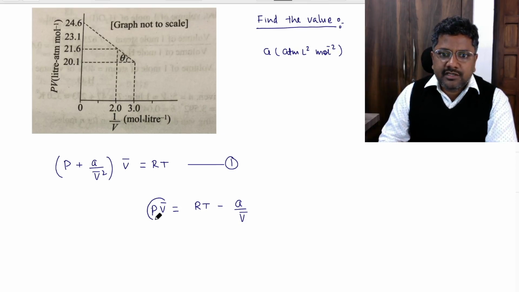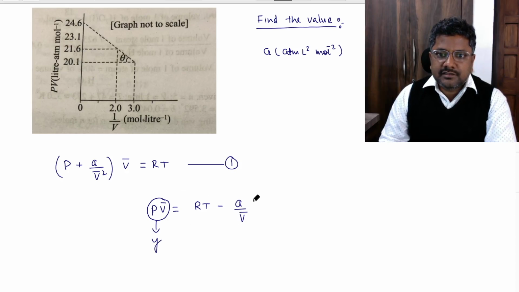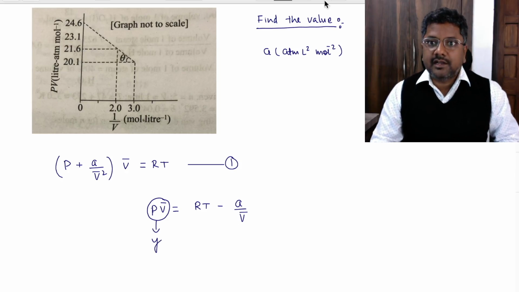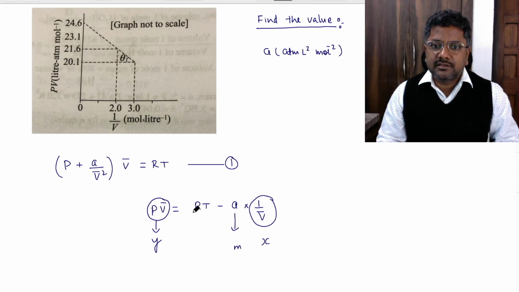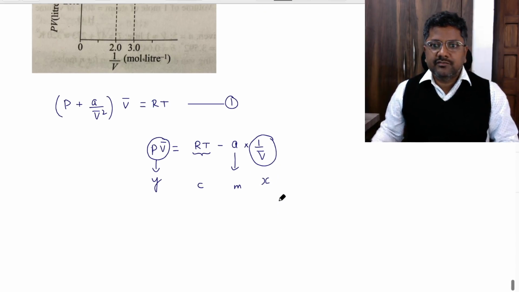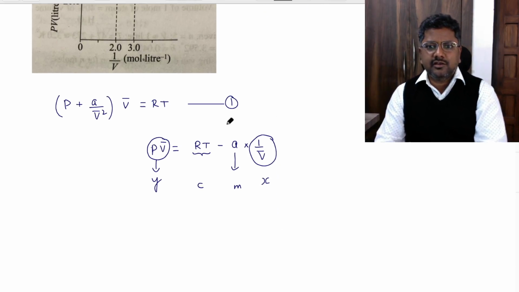So PV bar, this you can take Y, and this we can write like this: A into 1 by V bar. So this we can write X, this we can write M, and this is C, right? So PV versus 1 by V graph is given. So now this is very simple.